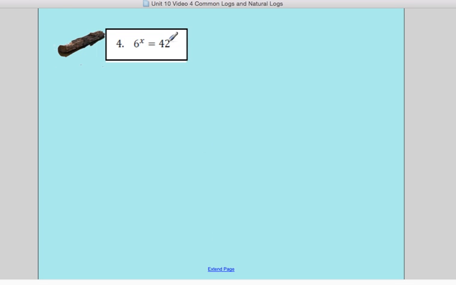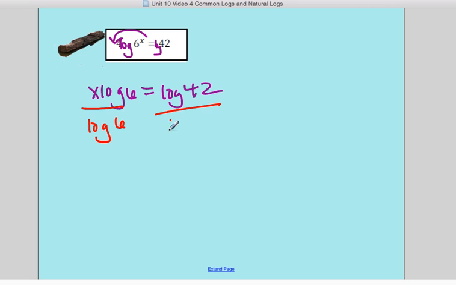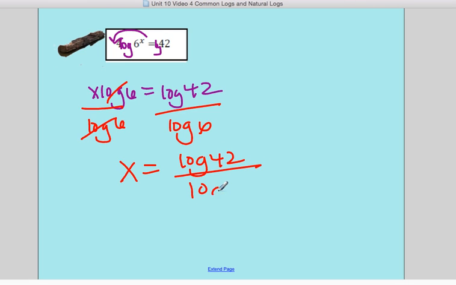Example 4. Okay, I would say, can I write 42 as 6 to some power? Well, 6 to the second is 36, and 6 to the third is a much larger number. So let's just go ahead and solve it using log. So log on both sides, little log. That allows me to write my x down in front. So I have x log of 6 equals log of 42. To get x by itself, I divide by log of 6.